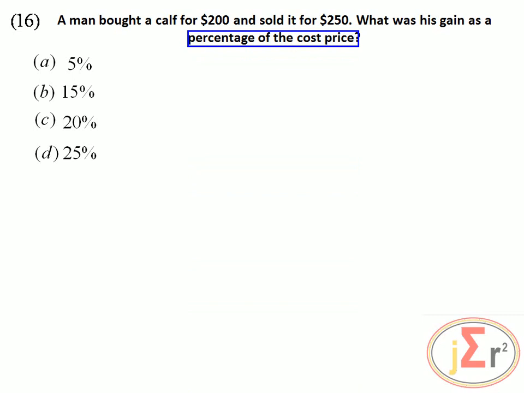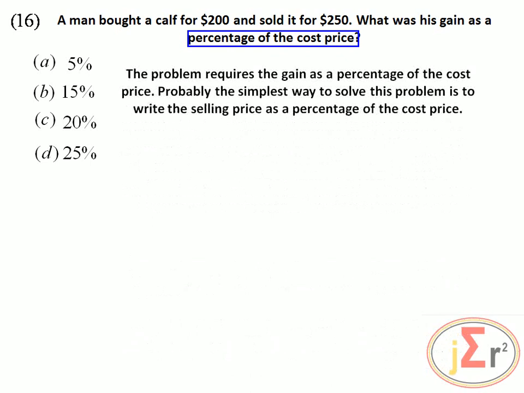Percentage of the cost price, that is being highlighted because unless otherwise stated, profit or loss is always given as a percentage of the cost price. The problem requires the gain as a percentage of the cost price.